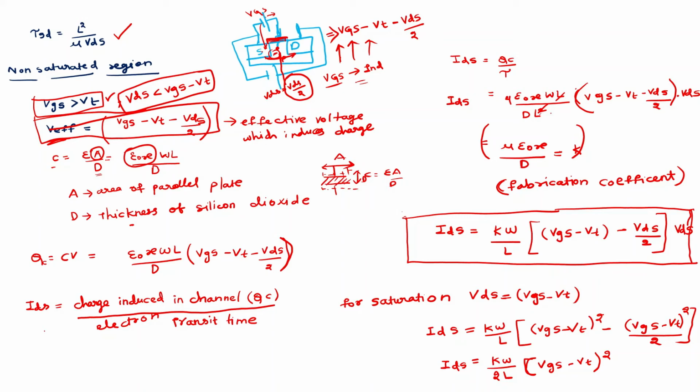Here the insulator is nothing but silicon dioxide, so we need to take the length of that silicon dioxide. So epsilon A by D. We can write area as width into length, right? Width into length, I have written that. So we have come across the major thing, that is capacitance, and we have calculated the effective voltage.